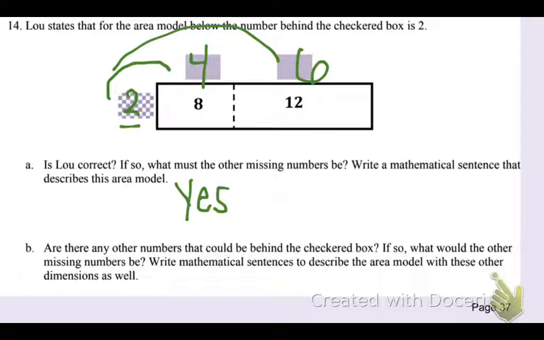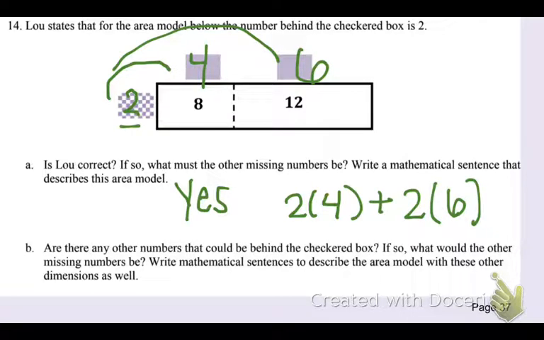Now it says to write a mathematical sentence that describes this area model. So, 2 multiplied by 4 plus 2 multiplied by 6. All right. Now it says part B. Let's look at part B.